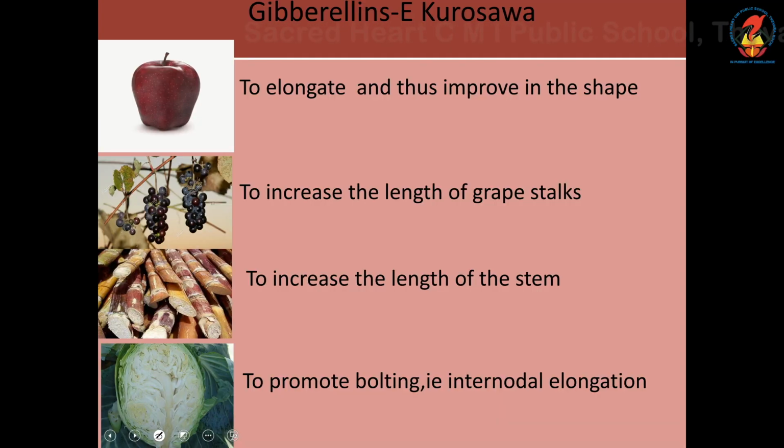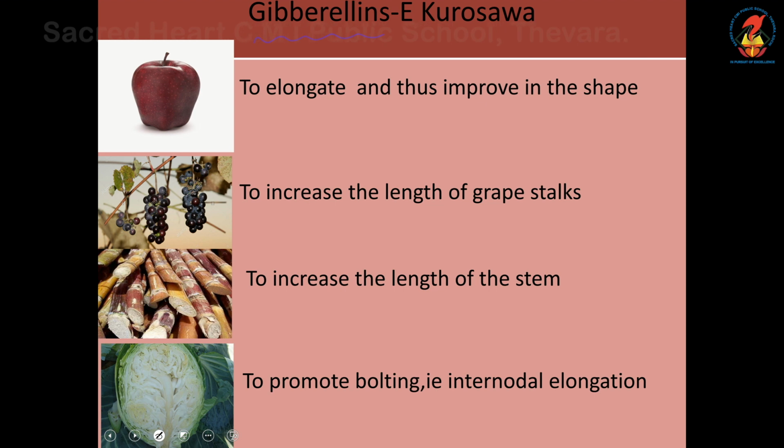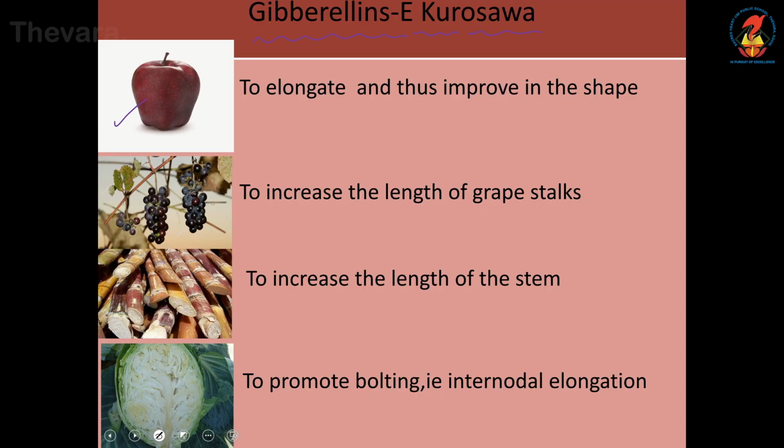Next, moving on to gibberellins. Gibberellins was discovered by E. Kurosawa. And for the functions of gibberellins, what should come to your mind is a list of these fruits: apple, grapes, sugarcane, and one vegetable, that is cabbage.